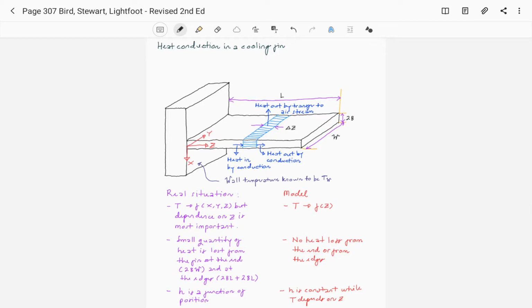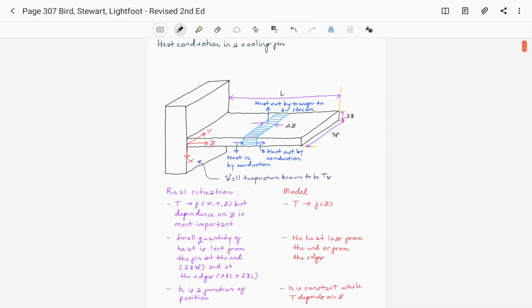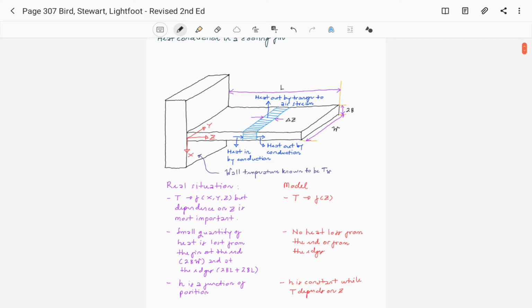In this video, we will discuss heat transport problem, in particular heat conduction in a cooling fin. Another simple but practical application of heat conduction is the calculation of the efficiency of the cooling fin. As you can see in here, we draw the system of the fin.